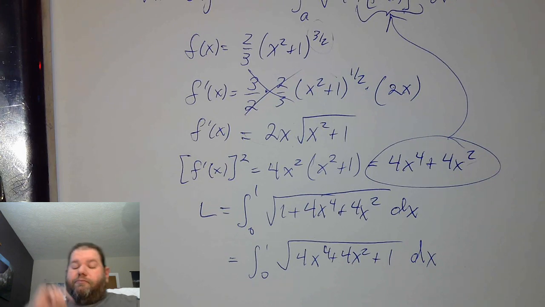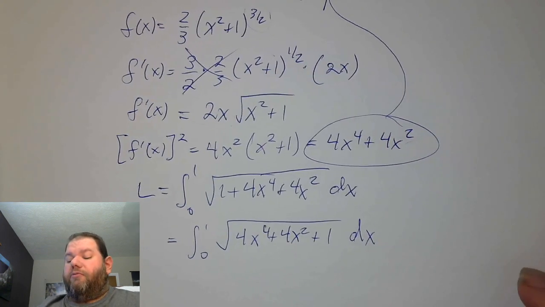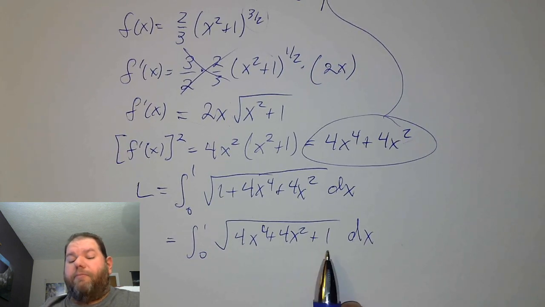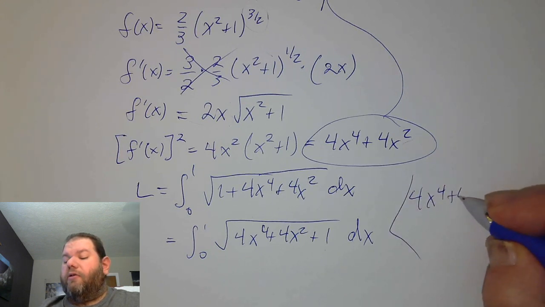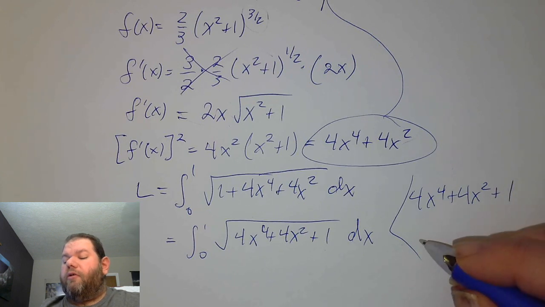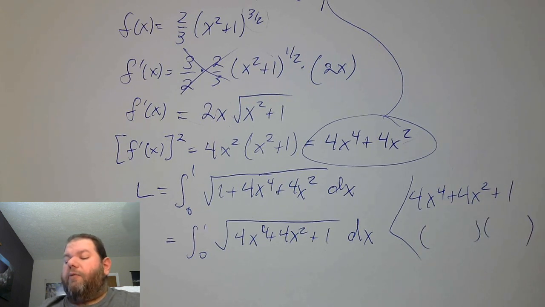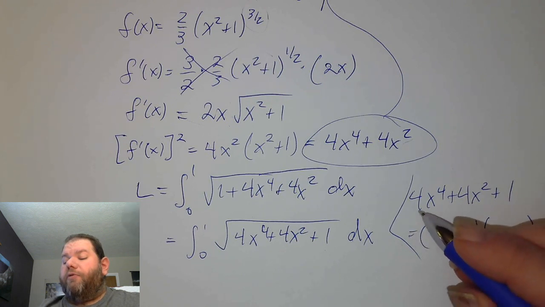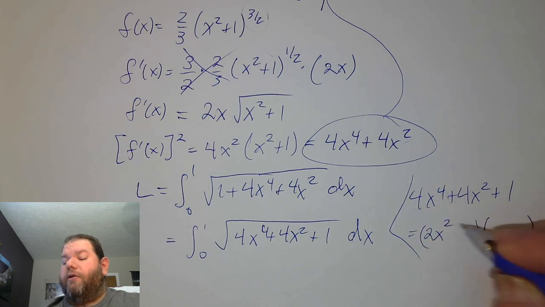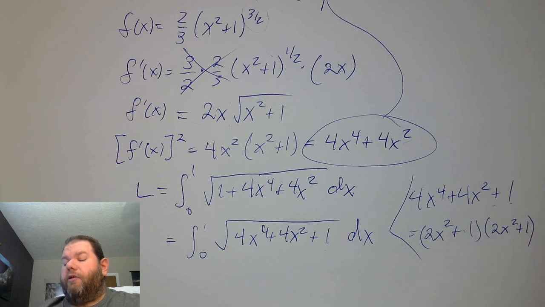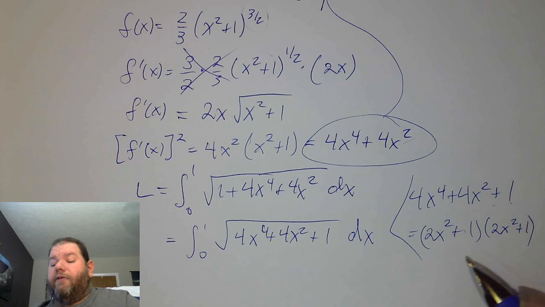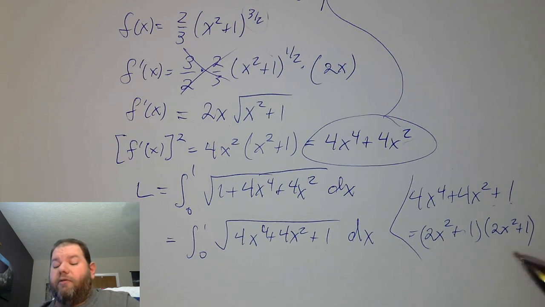Now, when we look at 4x to the 4th plus 4x squared plus 1, and we set up a factorization for that, we know 4x to the 4th is 2x squared times 2x squared. And the way that we can factor a plus 1 is always 1 and 1. And so the question is, is this correct as the factoring of this expression? And yes, it's true.